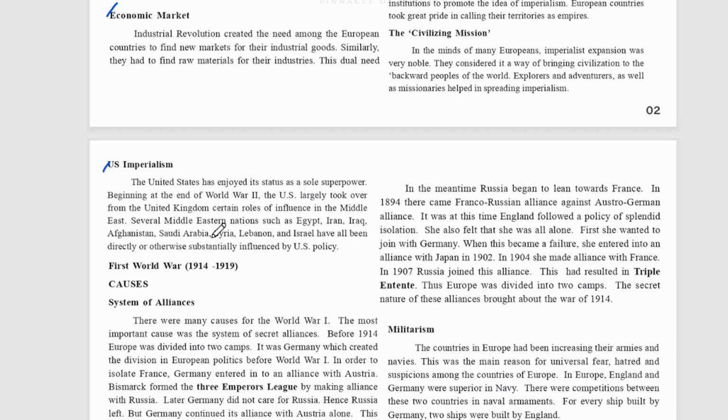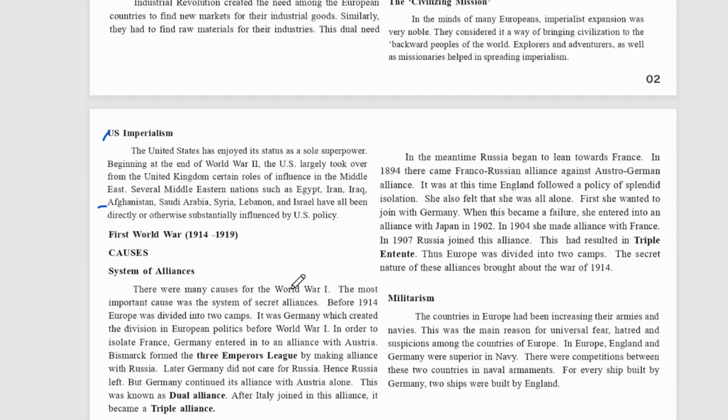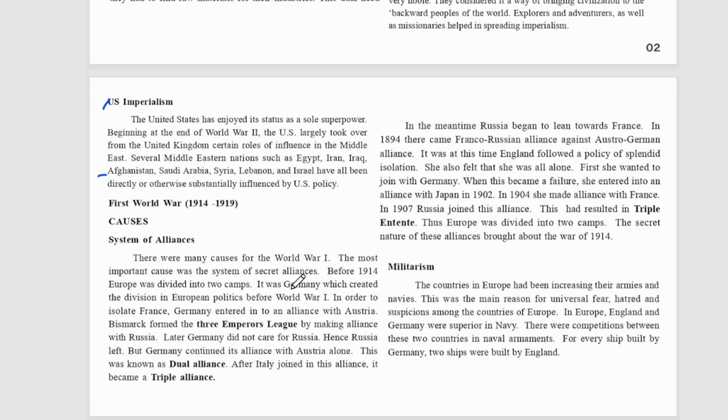And the United States has enjoyed its status as a superpower, and beginning at the end of World War II, the US largely took over from the United Kingdom a certain role of influence in the Middle East. And several Middle Eastern nations such as Egypt, Iran, Iraq, Afghanistan, Saudi Arabia, Syria, Lebanon, and Israel have all been directly or otherwise substantially influenced by US policy. So that is all about that.